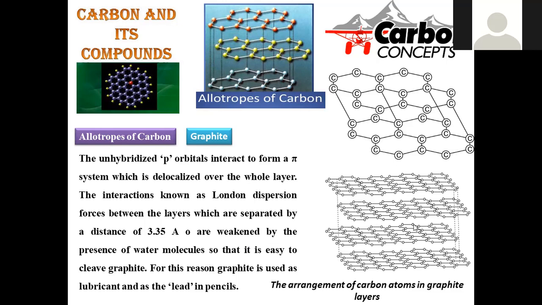So if graphite is in contact with moisture, these van der Waals forces of attraction can be minimized, so that the layered structure will experience deformation. Moisture participates in weakening the bonds among the layers. For this reason, graphite is used as a lubricant and as the lead in pencils. Because of its layered structure, smoothness is important, because the slipping of one layer upon another is possible. Hence, it is used to avoid friction.